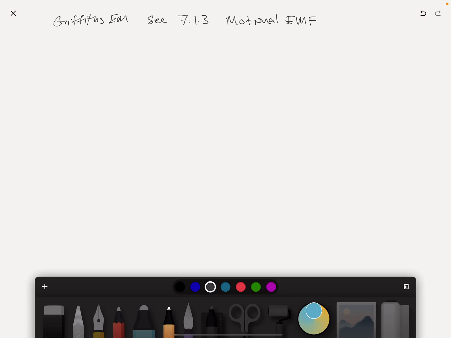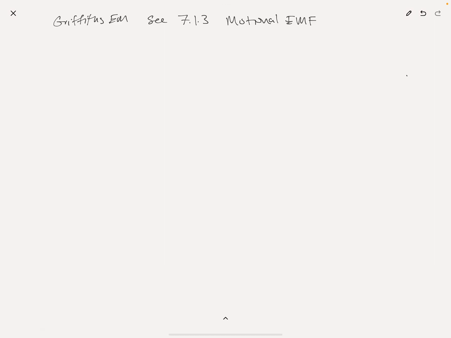From section 7.1.3, motional EMF. In previous videos, we talked about the fact that an electromotive force, which we have defined as epsilon, is something that moves current, and it's found by integrating some force density over some closed path. And usually the driving force behind that was some sort of chemical force from the battery inside of the circuit.